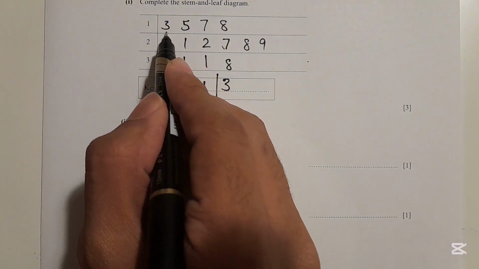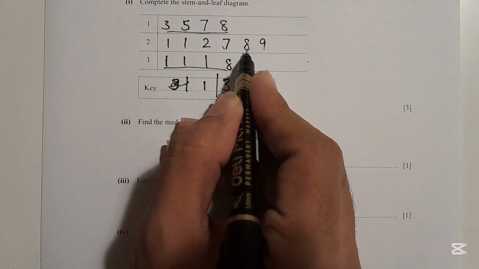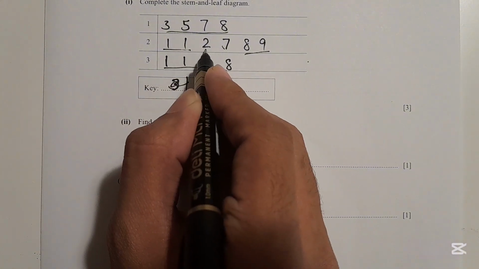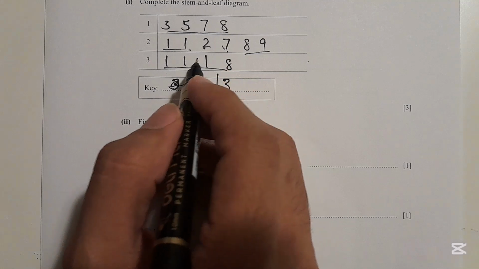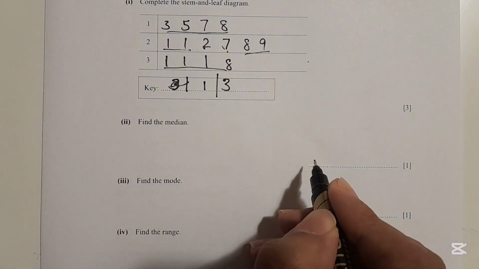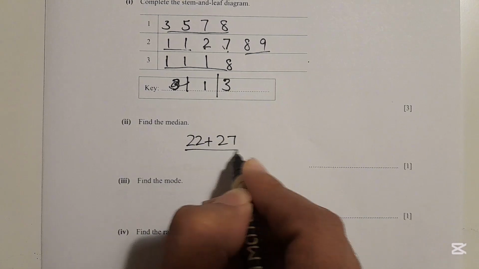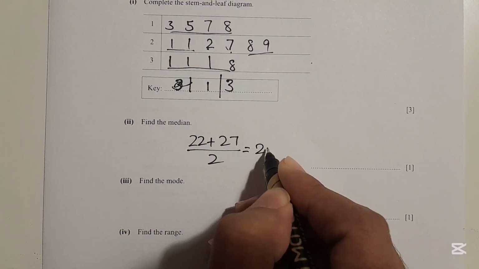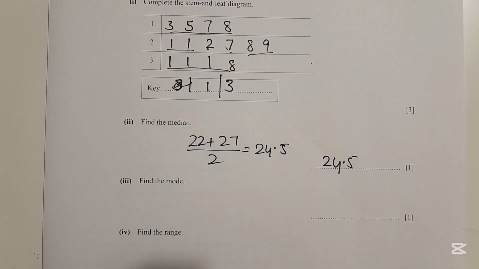Part 2 states find the median. So first here we have 4 numbers removed, then 4 here, then 2 here and 2 here, then we have 22 and 27. So the midpoint between 22 and 27 is 24 and a half. So what we will do is 22 plus 27 divided by 2, which is 24 and a half. So 24 and a half will be the final answer.